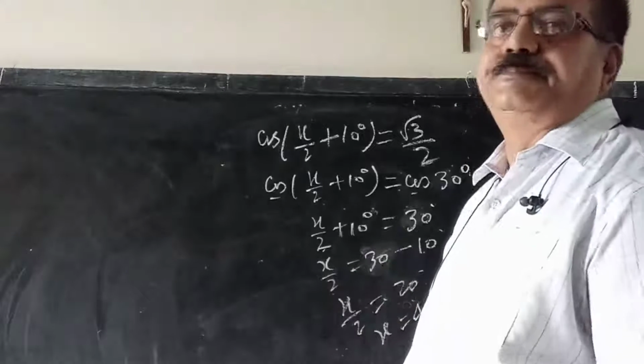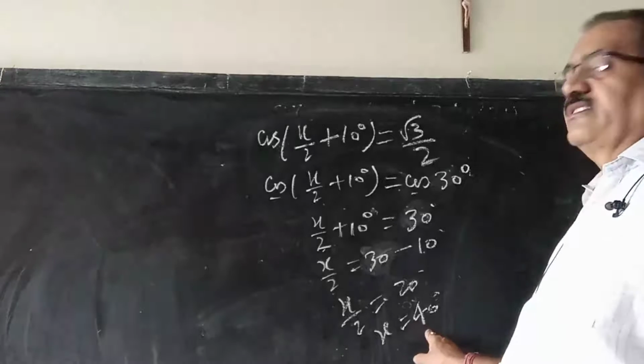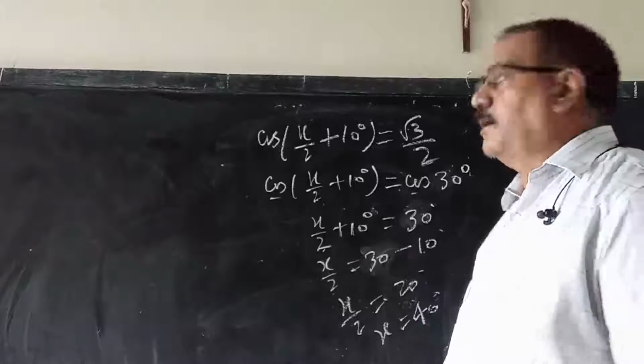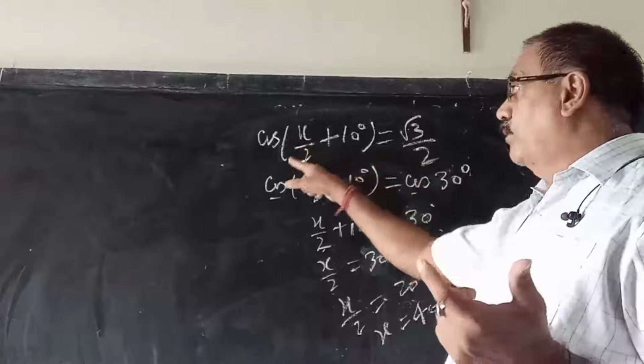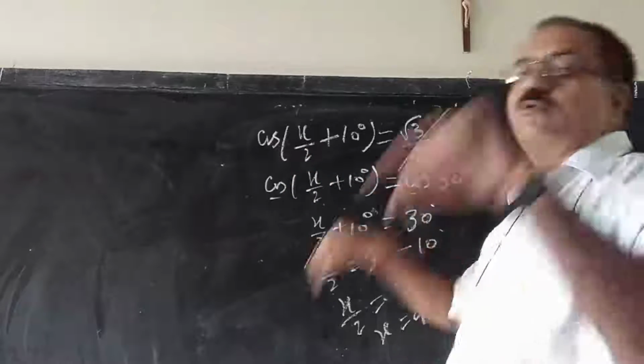So what is the value? X value is 40 degree. So by mistake I put the value root 3 by 2 of sin 60. But here cos is there, so we have to put the value of cos. And we know the cos 30 is equal to root 3 by 2.